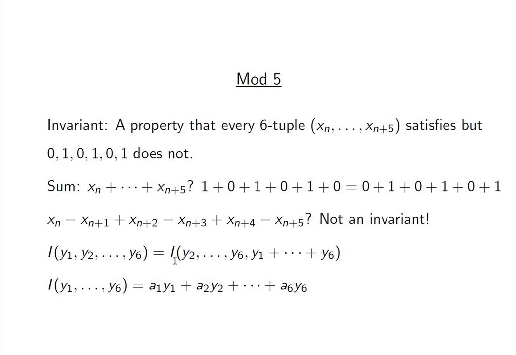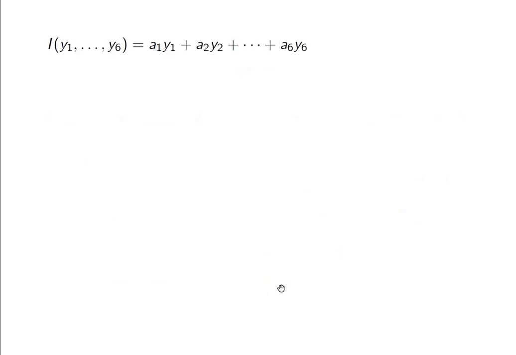And the simplest invariant here is something similar to what I had tried and I failed, which would be something linear. So I tried this linear thing. In order for this to be an invariant, it would have to satisfy the first condition. And what I need is for a1, a2, all the way to a6 to be some integers. So let's write down what I need. What I need is this function to satisfy this property.